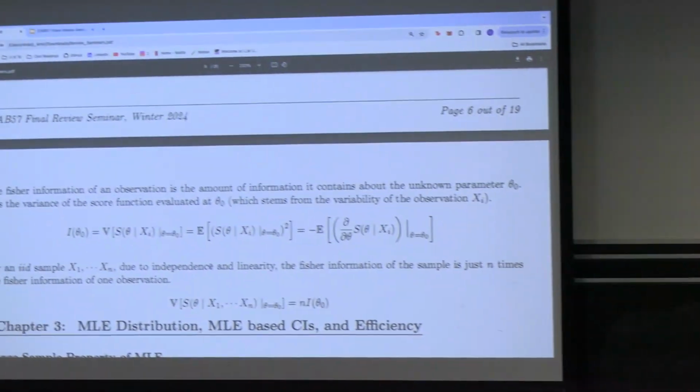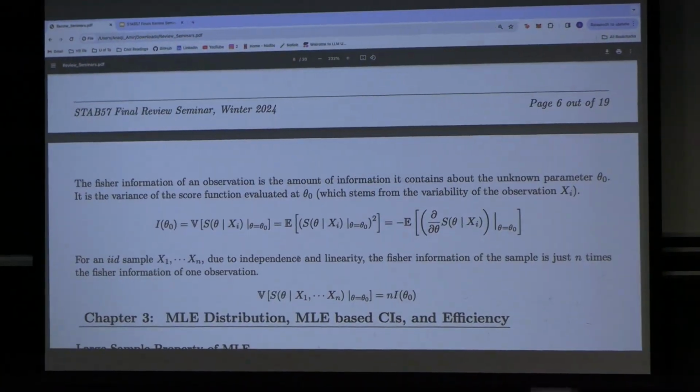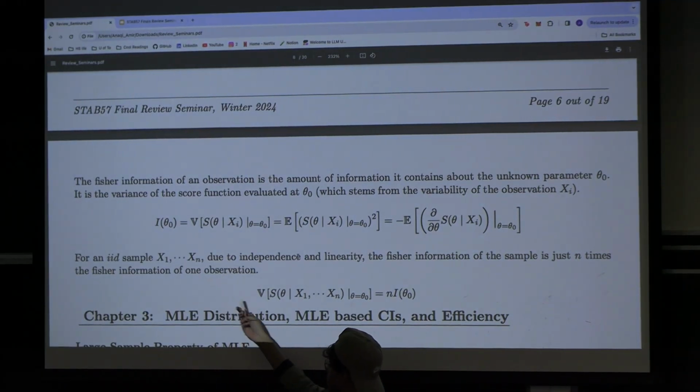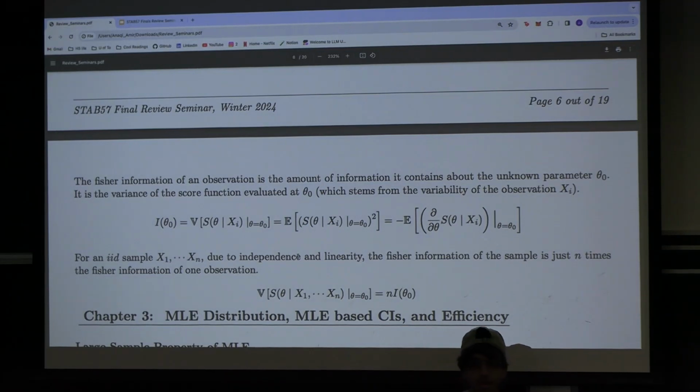Cool. So one more thing. If you have an IID sample, then the Fisher information, which is just the variance of the score, because it's IID, just becomes the sum of the Fisher information for a single observation. So you have that relationship, right?